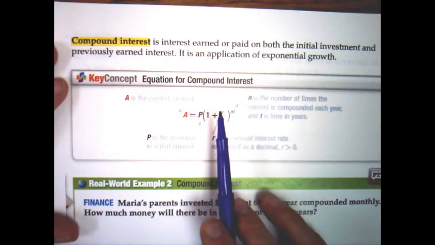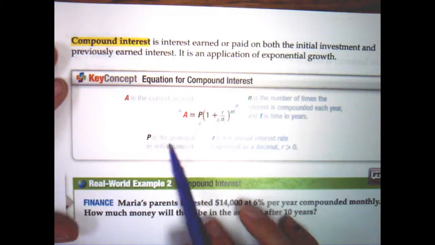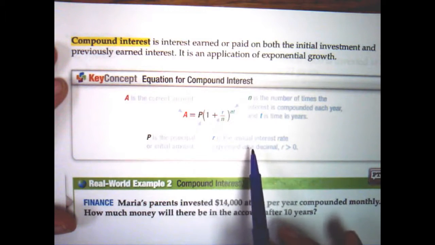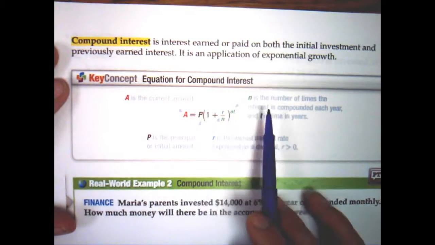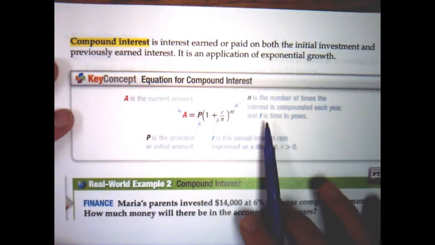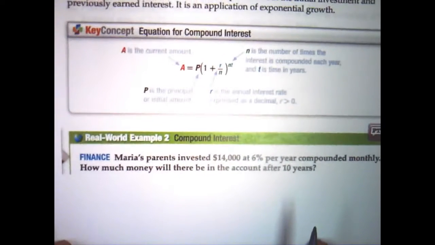So A is the current amount, or your final amount. P is the principal, or your initial amount. R, as always, is the rate expressed as a decimal. N is going to be the number of times the interest is compounded each year. Okay, so if it's compounded yearly, that would be 1. If it's compounded monthly, that would be 12. And T is your time in years. Okay, time in years. So let's see how this works.